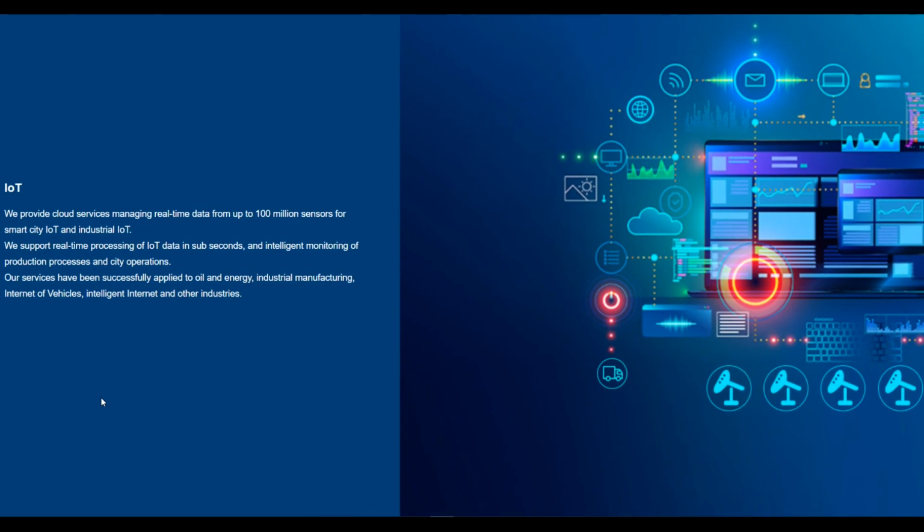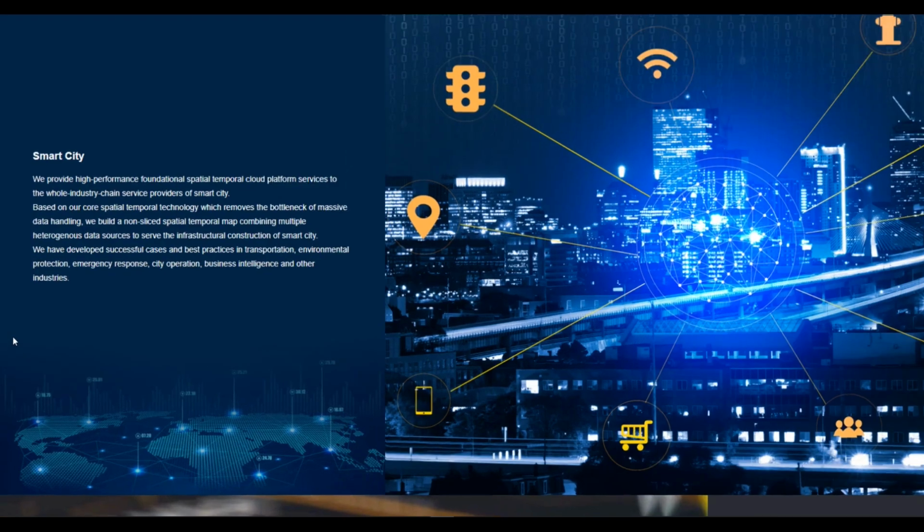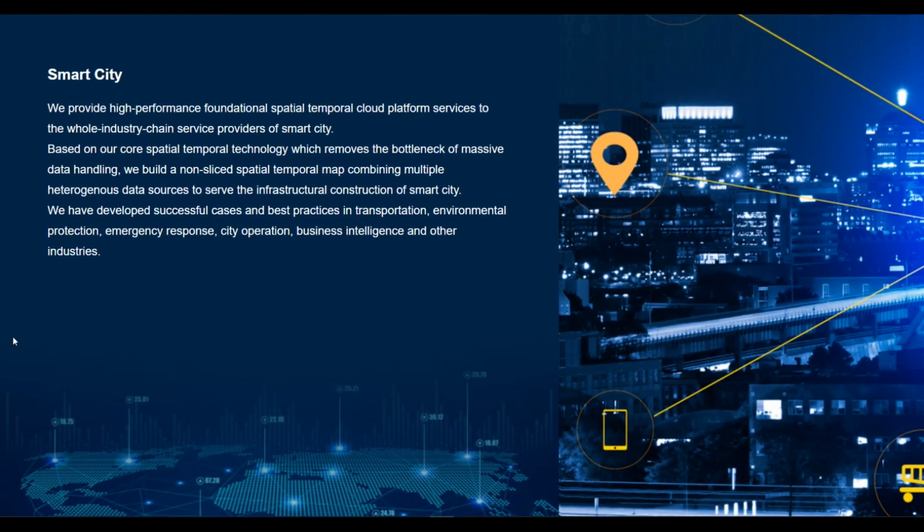We provide cloud service managing real-time data from up to 100 million sensors for smart city Internet of Things and industrial Internet of Things, which is really, really important, guys. And this is the future, to be honest. So like we just talked about, they will also be providing a smart city solution. They will provide high performance foundational spatial temporal cloud platform services to the whole industry chain service providers of smart city based on our core spatial temporal technology, which removes the bottleneck of massive data handling. We built a non-sliced spatial temporal map combining multiple heterogeneous data sources to serve the infrastructural construction of smart cities.